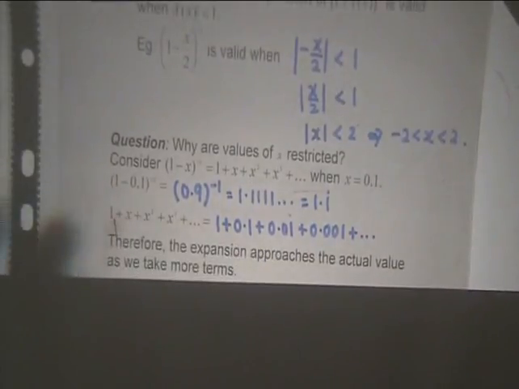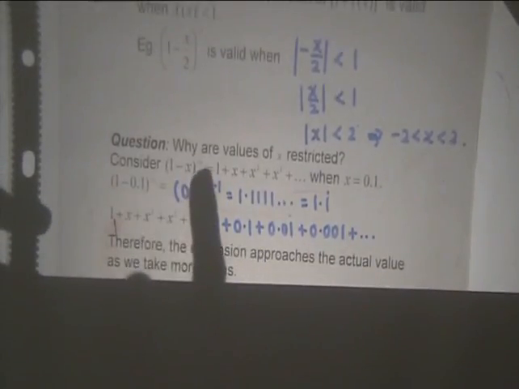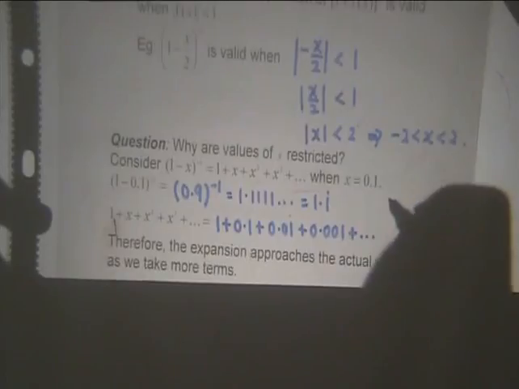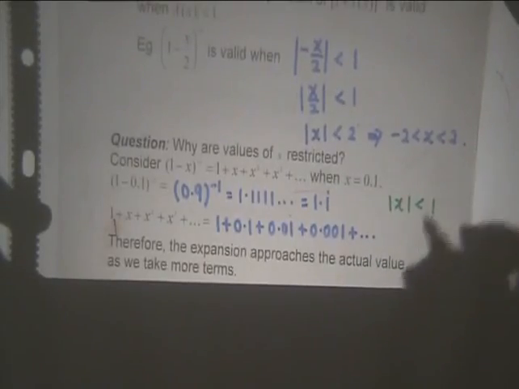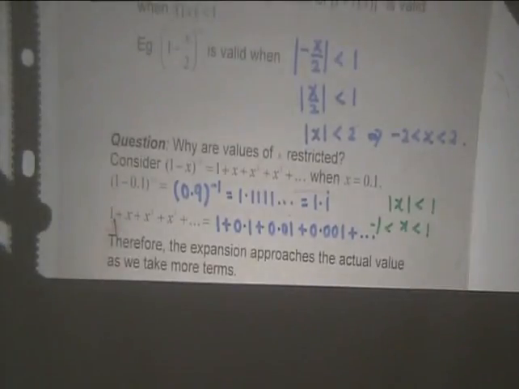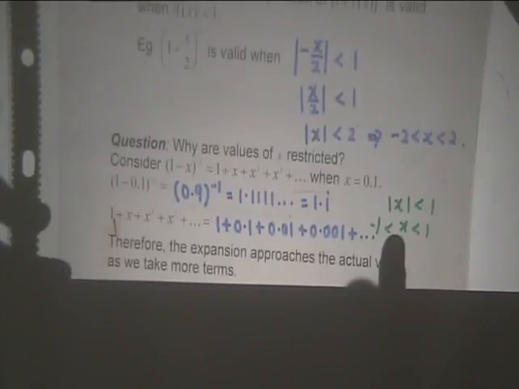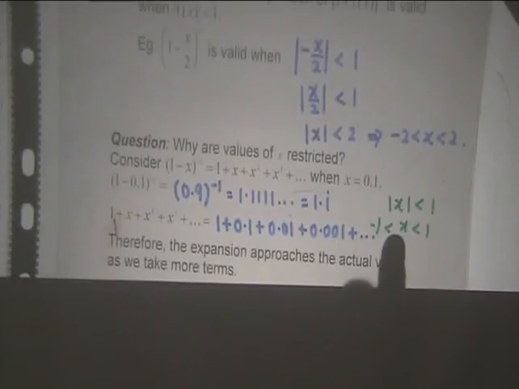So what if the value of x is not within this range? Because for the expansion of 1 minus x to the power minus 1, the restriction on x would be modulus of x less than 1, right? So x must be between 1 and minus 1. In this case, our x is equal to 0.1, which is still within this range. So let's take a look at what if x is not within this range.